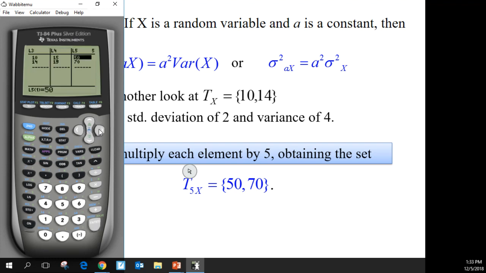Oh, I already have them typed in. Now let's find our standard deviation. This is stat, calc, one variable stat. We said this is now an L5. And my new standard deviation is 10.